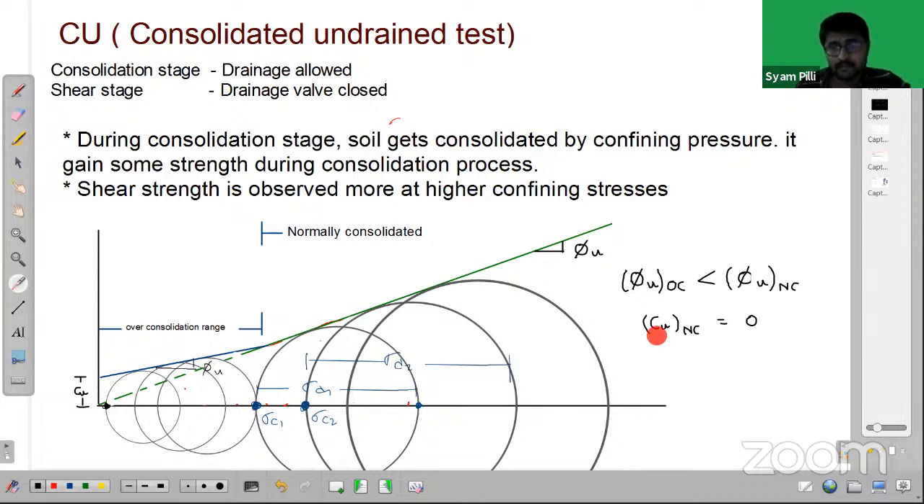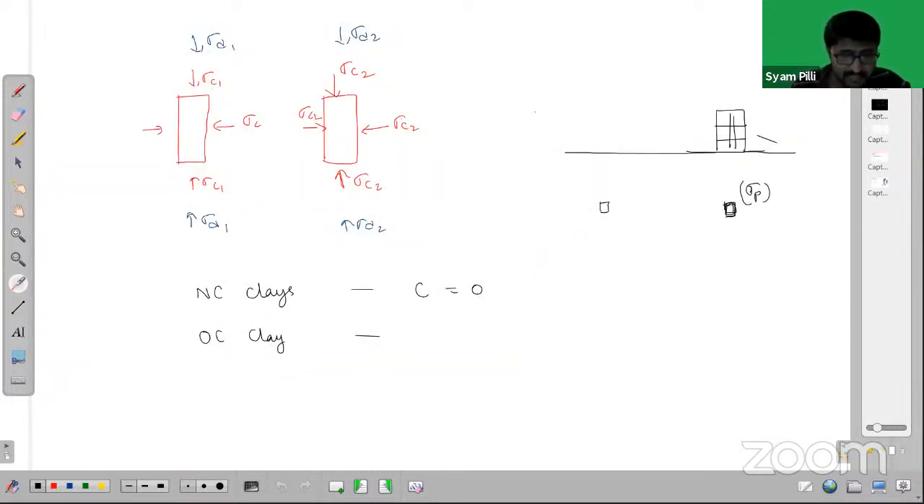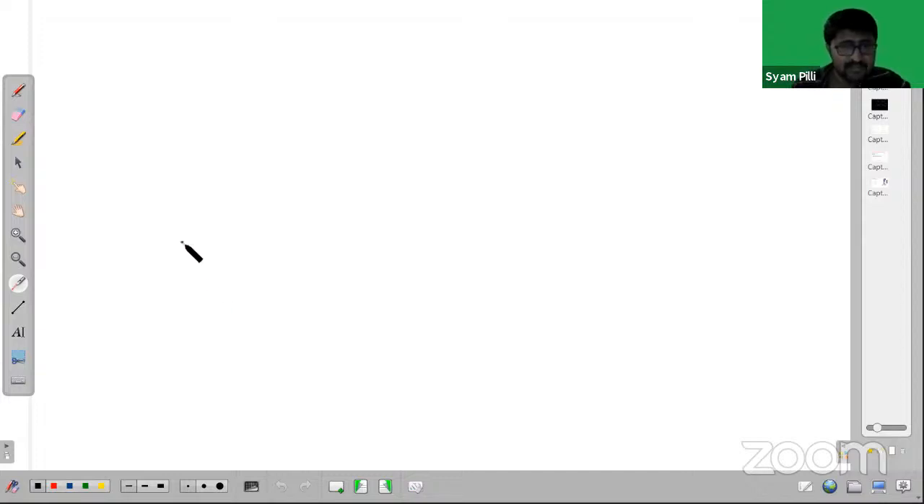But cohesion will be developed in over consolidated clay, but cohesion will be 0 in normally consolidated clay, right? So this is the explanation of shear strength in two kinds of soils, which is over consolidated and normally consolidated. ये तो shear strength का behavior है. Now if you observe the testing results, you know, results में हम लोग क्या मिलते हैं?